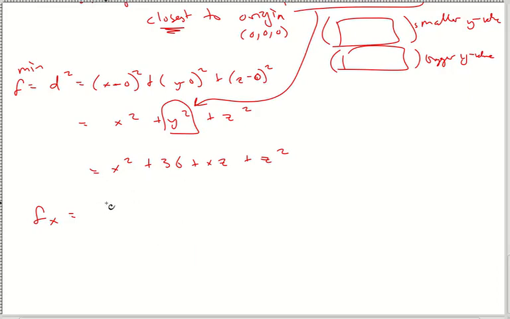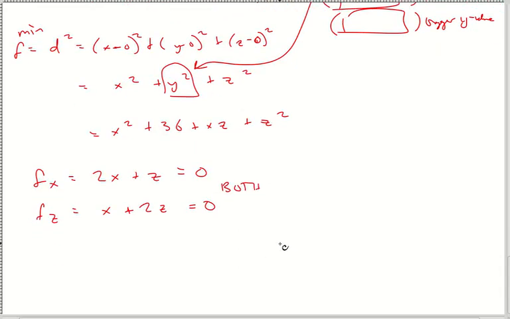So with an x, I now get 2x. The 36 goes away. This guy got a z, and that one goes away, equals 0. Of course, we don't have y's anymore. We're using z's. So f sub z: here we got an x, and then we got a 2z. Set that equal to 0 also. So again, both of these have got to be working at the same time.